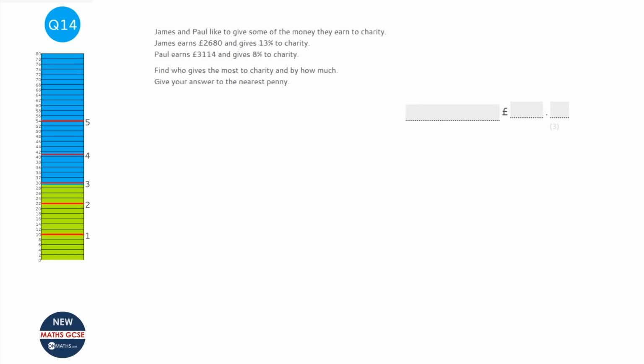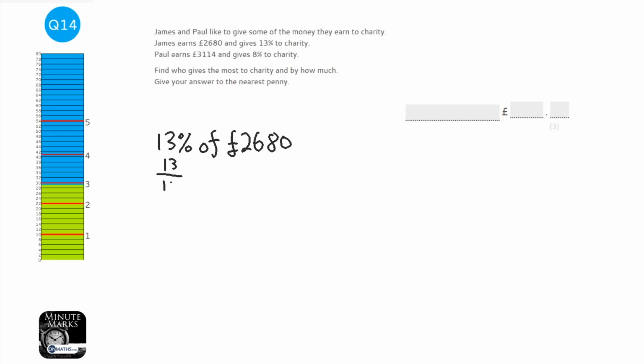This question is just asking you to work out 13% of 2,680, then work out 8% of 3,114, and then write down which is the biggest, which person gave the most. So first of all, we want to do 13% of 2,680, and since it's a calculator paper, we can do that by converting the percentage into a fraction. Percent means over 100, and timesing it by the amount. So on my calculator, I will do 13 over 100 and times that by 2,680.